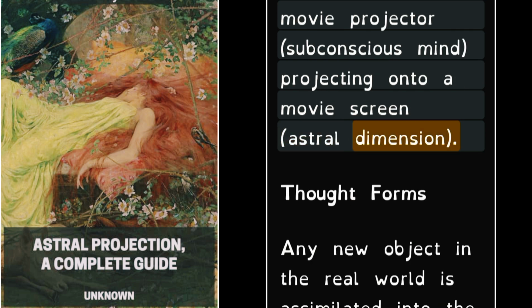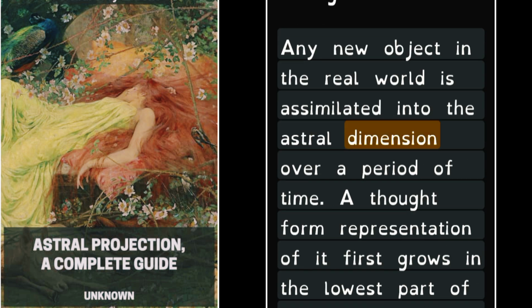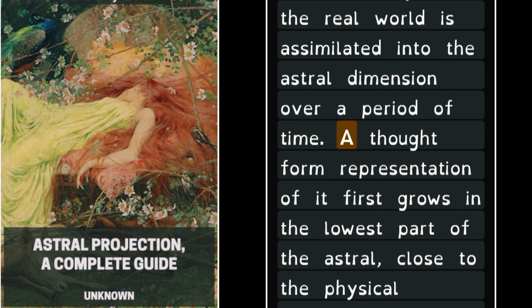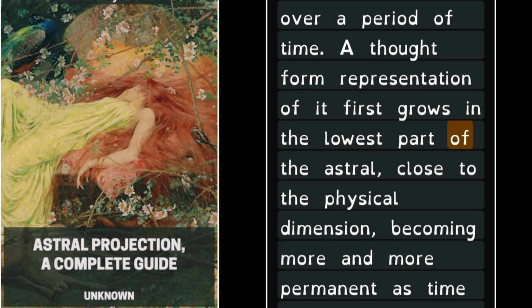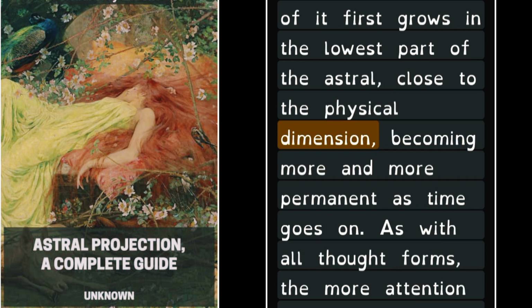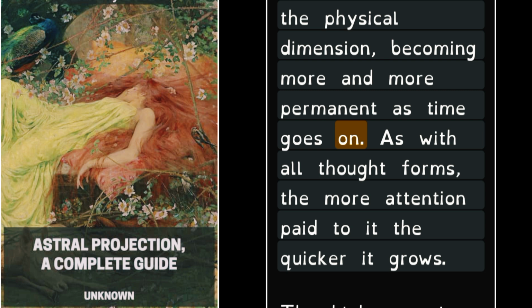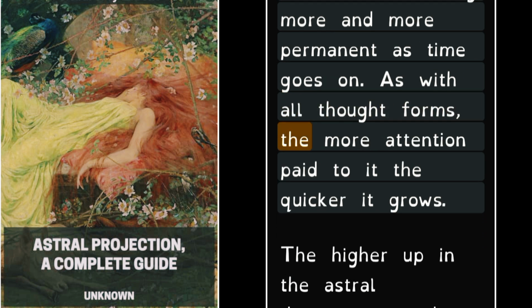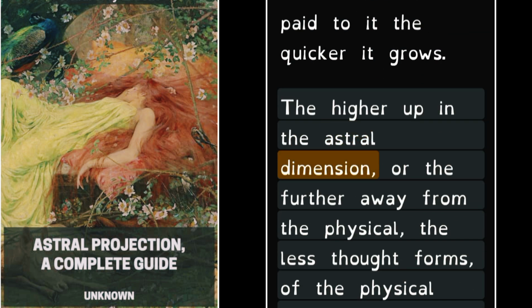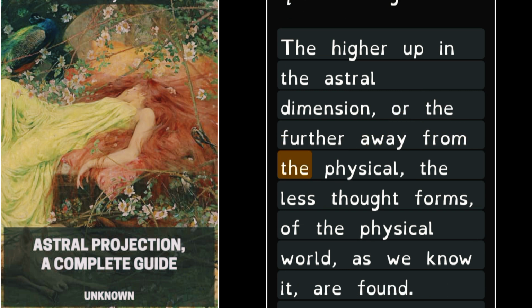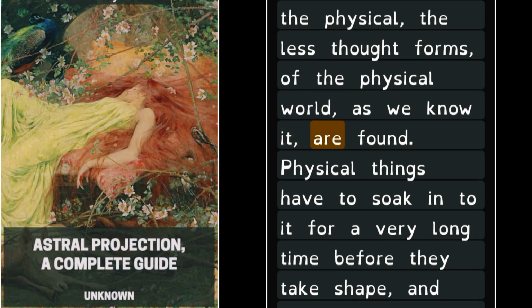Thought forms. Any new object in the real world is assimilated into the astral dimension over a period of time. A thought form representation of it first grows in the lowest part of the astral, close to the physical dimension, becoming more and more permanent as time goes on. As with all thought forms, the more attention paid to it, the quicker it grows. The higher up in the astral dimension, or the further away from the physical, the less thought forms of the physical world as we know it are found.